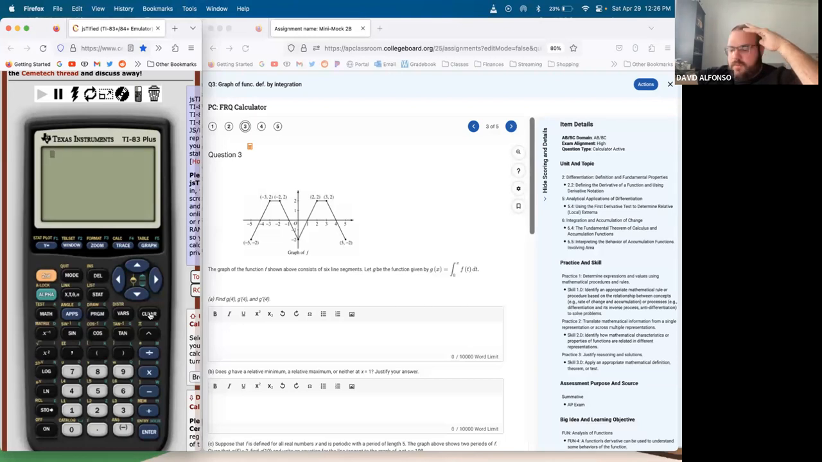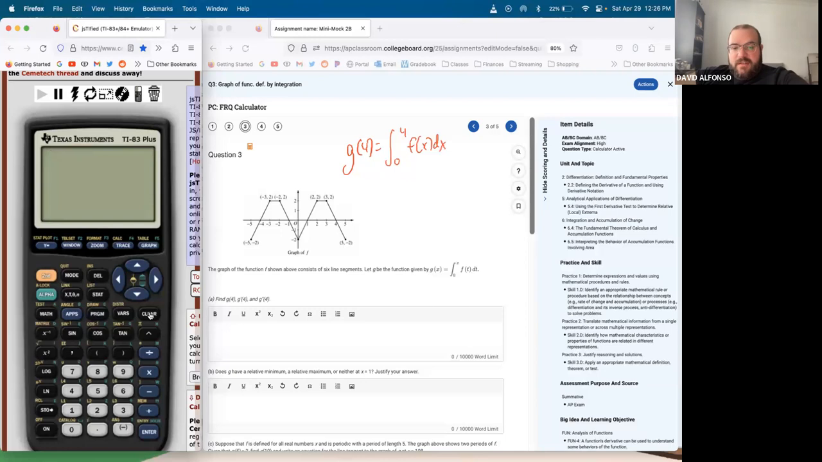I think G of 4 is going to be 0. Let's see. I'll start. So G of 4 would mean finding the area under function f from 0 to 4. So it's going to be positive. There's definitely more area above the x-axis.